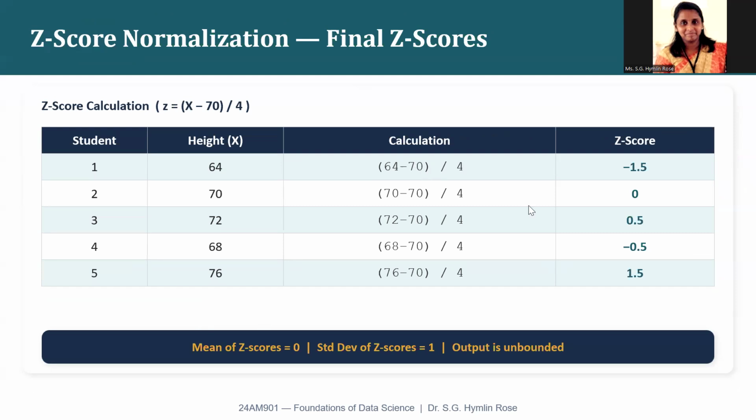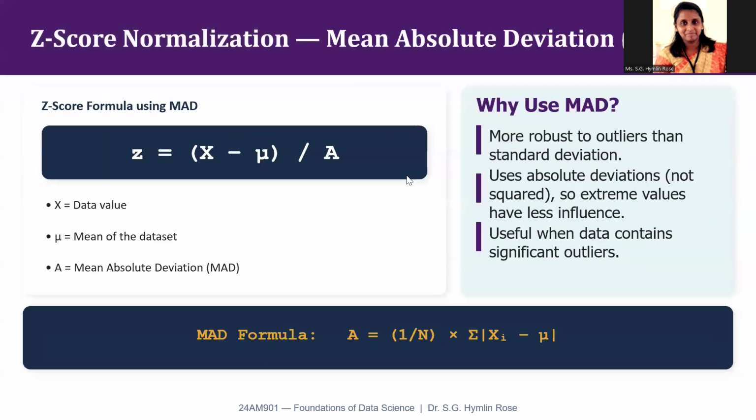So, for all the values you'll be calculating, you see the output is unbounded and can produce negative values and values greater than 1. So, it results in a distribution with mean 0 and standard deviation 1. It is less sensitive to outliers than min-max, and it is preferred for algorithms that assume normally distributed data. Examples: linear regression, logistic regression, PCA, principal component analysis. All of these use Z-score normalization.